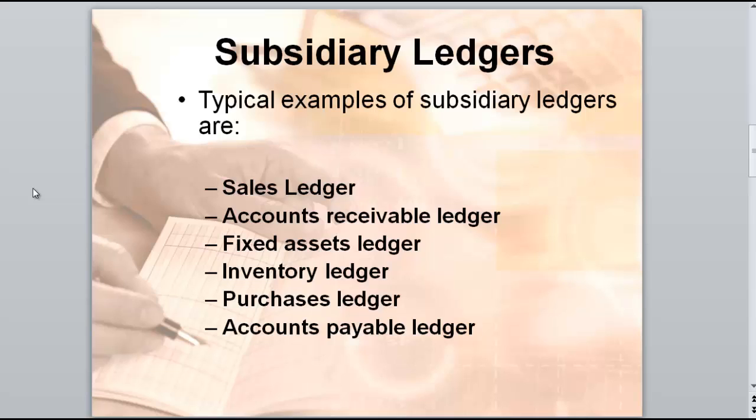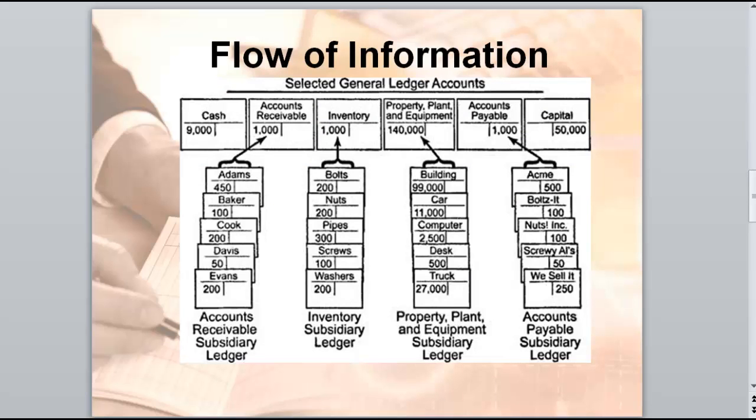Purchasing ledger, you probably won't have that, and the accounts payable ledger, you probably won't have that either. But basically the subsidiary ledgers create information that is then brought up into the general ledger. So you can see where you have the detailed information like accounts receivable or inventory, bolts, nuts, pipes, screws, washers, whatever you have in inventory. That all flows into one number on the general ledger. And then you've got property, plant, equipment, and accounts payable.